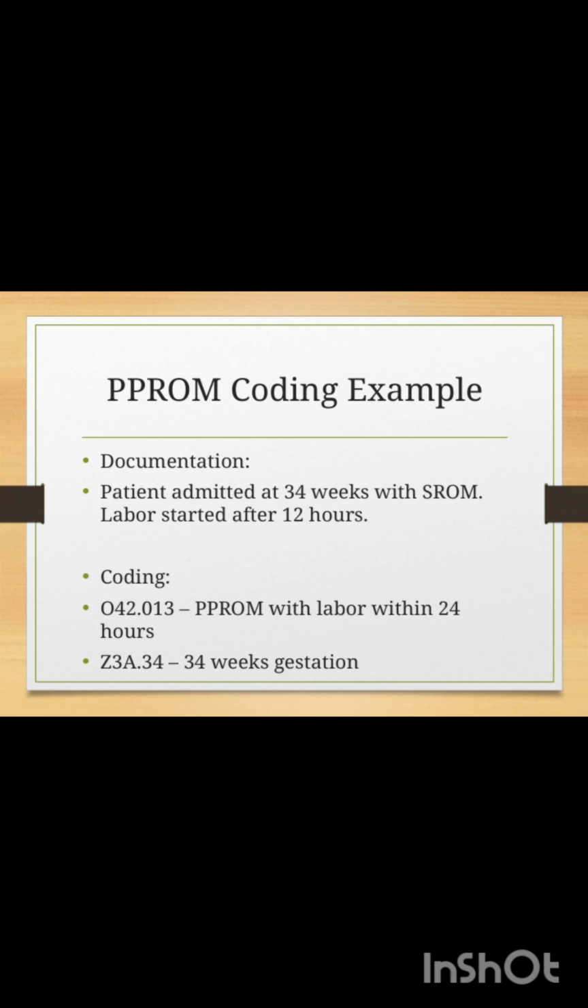The second code, Z3A.34, specifies that the patient is at 34 weeks of gestation. Including this detail is important for tracking gestational age, which can influence management decisions. This slide provides a clear example of how to document and code a case involving PPROM at 34 weeks. Accurate coding not only ensures proper documentation, but also supports appropriate clinical management and billing. Remember, understanding these codes helps us communicate effectively across healthcare teams and maintain compliance.